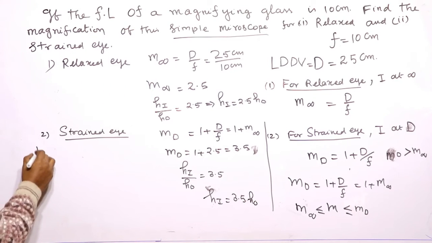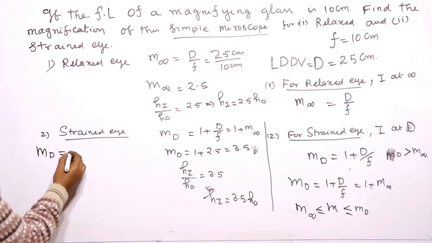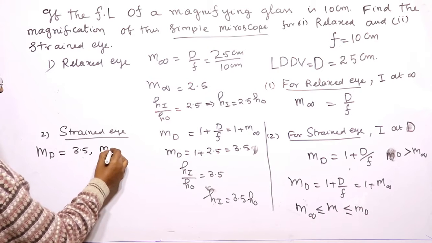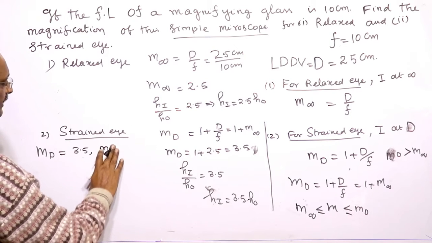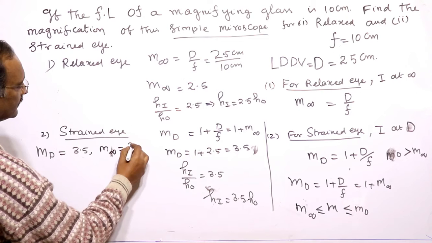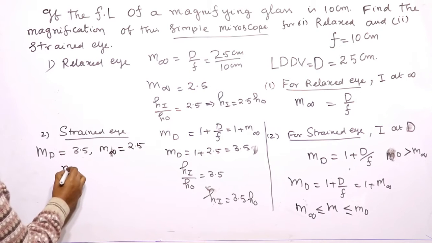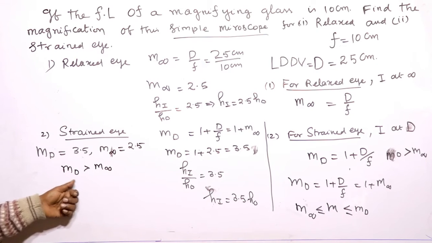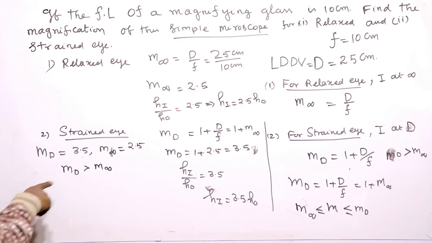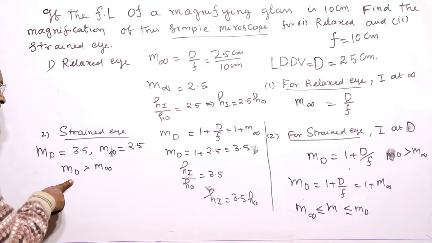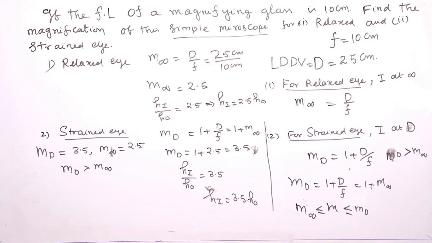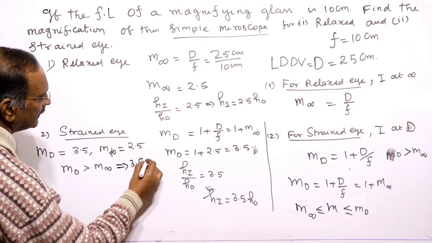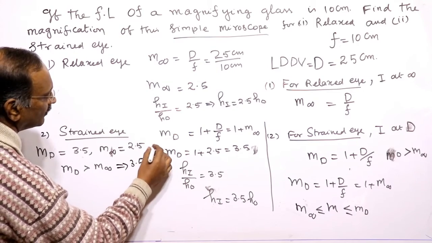Therefore, magnification at least distance of distinct vision is 3.5, and when the image is formed at infinity by relaxed eye, it is equal to 2.5. Therefore, m d is greater than m at infinity. This is strained eye and this is relaxed eye. Image is formed at least distance of distinct vision, image is formed at infinity. We can see 3.5 is greater than 2.5.